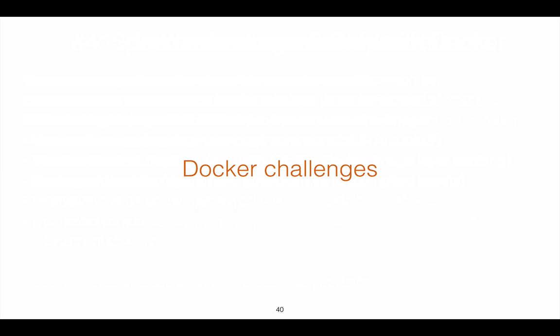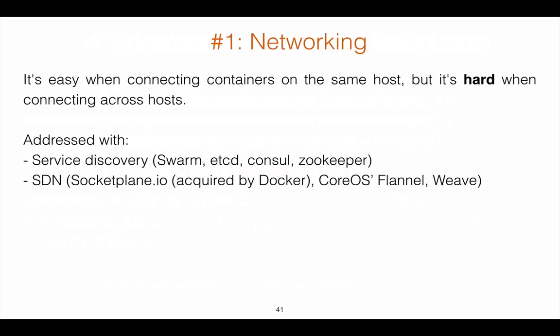What are the challenges with Docker then? One is definitely networking. It's very hard to connect across hosts. You can use service discovery. Swarm by Docker has been created especially for that. etcd by CoreOS is also built for the same reason. You can use some form of software-defined networking. Actually, socketplane.io has been recently acquired by Docker because they think it's very important.